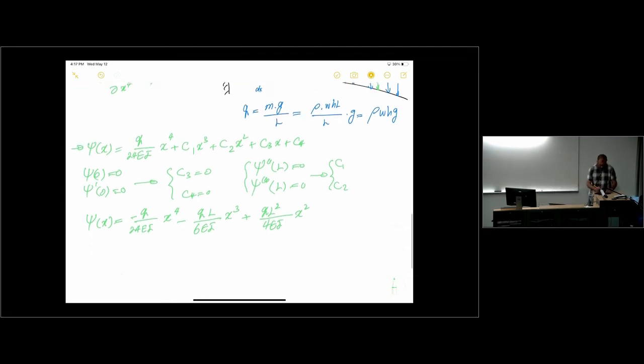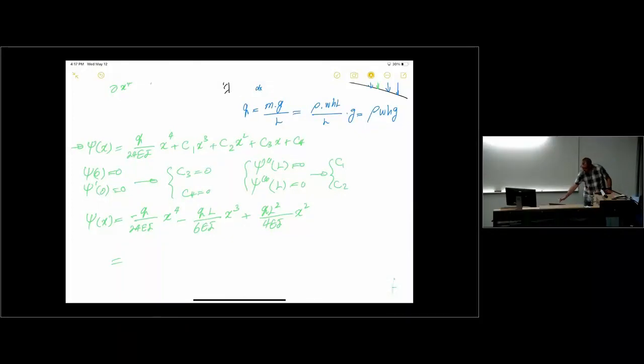Actually, I have the simplified version, so this is going to be, I missed that, 1 over 24 x squared Q times, over EI. So it is an EI over EI. Okay?